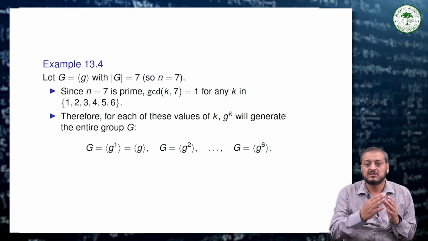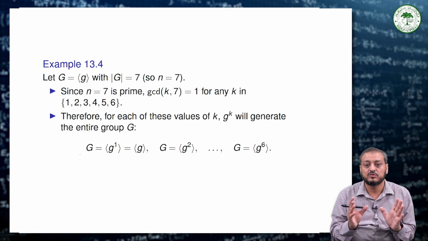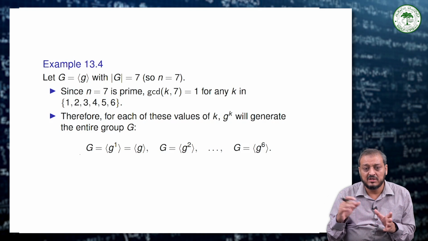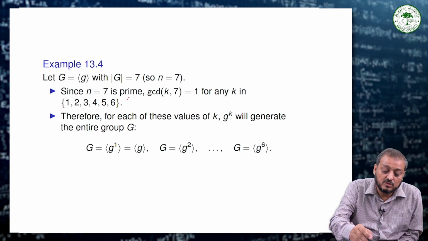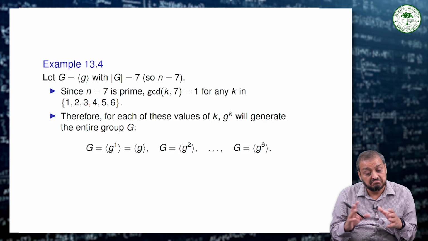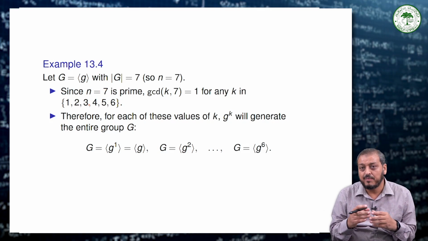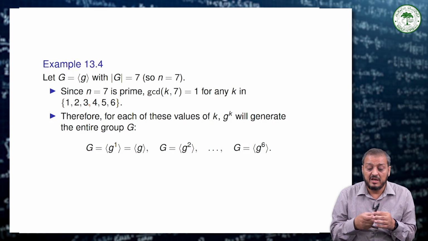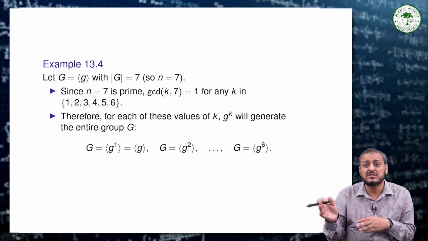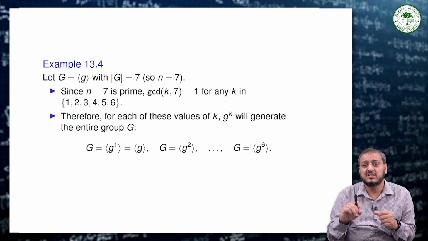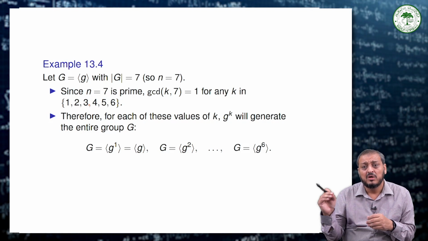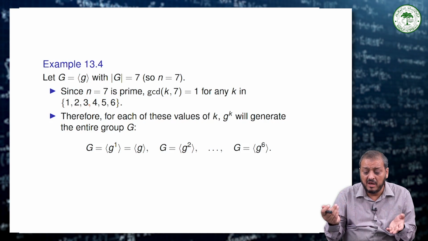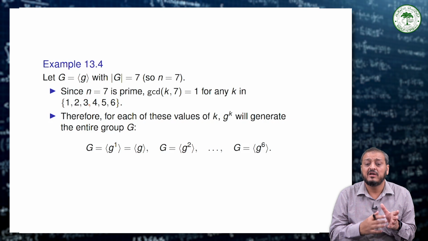The first example: let G be a group of order 7 generated by g. Because n is equal to 7, and n is a prime, k is any value from 1 to 6, and 7 is relatively prime to all of 1 to 6. Therefore, each of these values g to the power k generates the entire group.